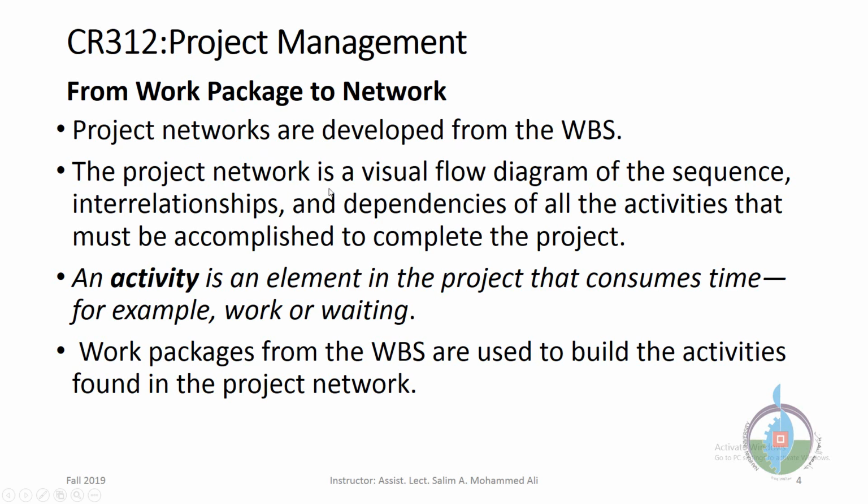The project network is a visual flow diagram of the sequence, interrelationships, and dependencies of all activities that must be accomplished to complete the project. The main component of the network is the activity. We can define an activity as an element in the project that consumes time. Anything that consumes time, whether it's work or waiting. Even waiting for another activity to be finished is considered an activity. Work packages from the WBS are used to build the activities found in the project network.